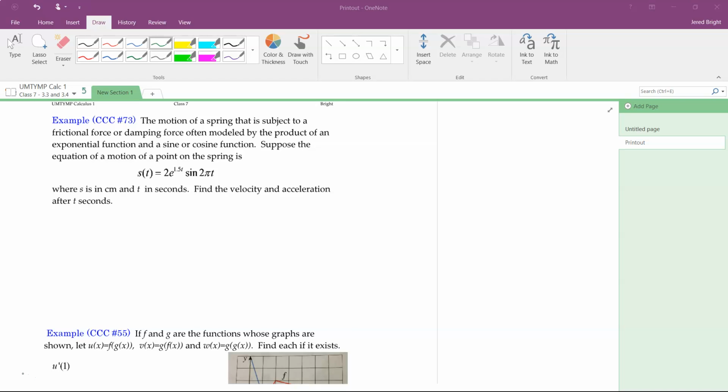Such a scenario is given here, and we want to find the velocity and the acceleration after t seconds. So for v of t, I'm only going to do v of t, you're going to have to do a of t. v of t, we remember that that's the derivative of the position function. Okay, and here we do have a few different chains that we need to be careful of.